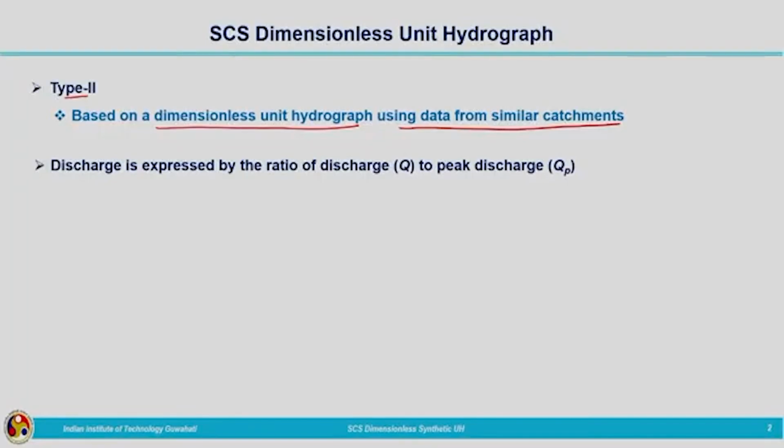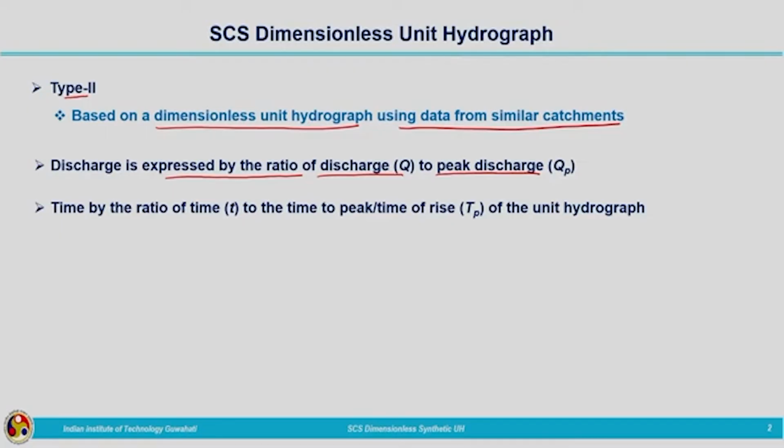In this method the discharge is expressed by the ratio of discharge Q to peak discharge. From that itself it is clear why this hydrograph is called dimensionless. Here we are not directly plotting the discharge, we are plotting discharge divided by peak discharge, Q divided by QP. Along the x-axis the time is plotted as the ratio of time to the time to peak or time of rise, which is represented by TP. In this case we are plotting the dimensionless discharge against the dimensionless time.